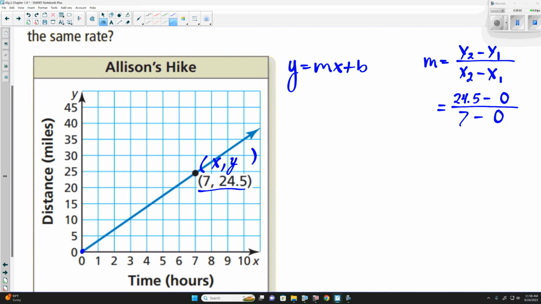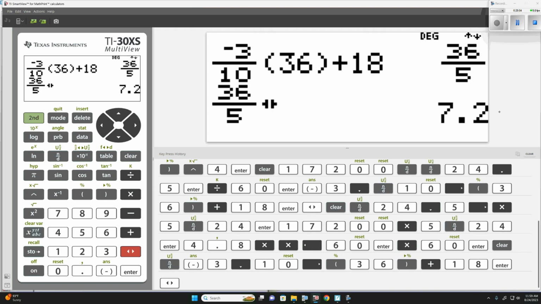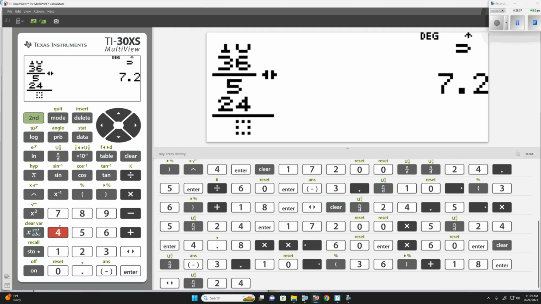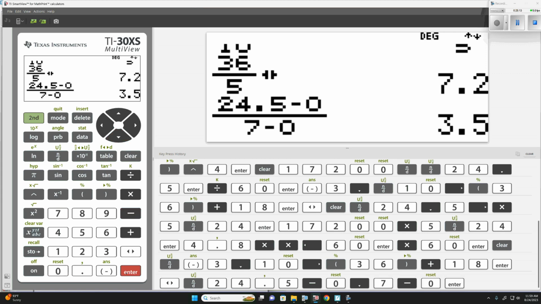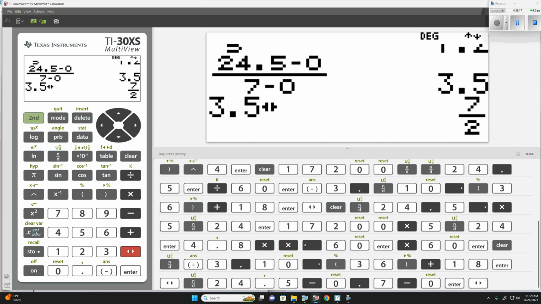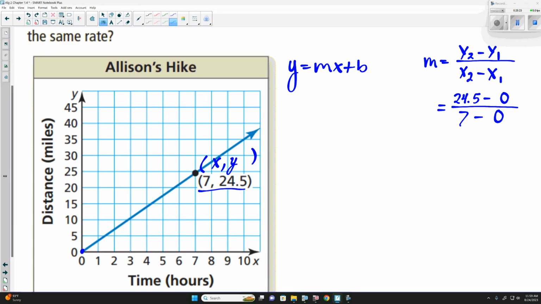Now at this point we can plug this into the calculator. Hit the fraction key, say 24.5 minus 0 over 7 minus 0, and we get 3.5. We can convert this to a fraction, 7/2. It doesn't matter which one we use. So for this one here, we can leave it as 3.5.